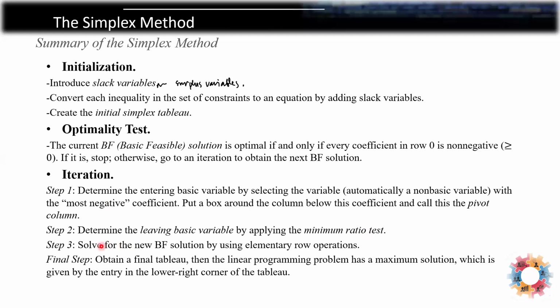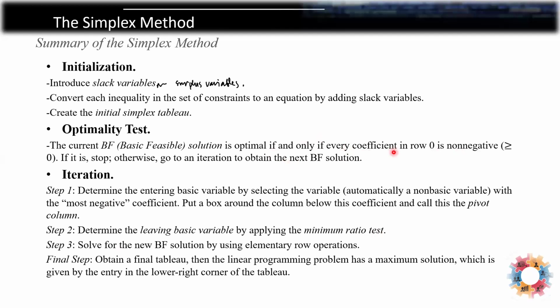And then after doing that, you obtain a tableau, and then you check whether the basic feasible solution is already optimal. Again, how? By checking the coefficients of row 0. If every coefficient of row 0 is non-negative, then it means that you have the optimal solution. Your basic feasible solution is the optimal solution.